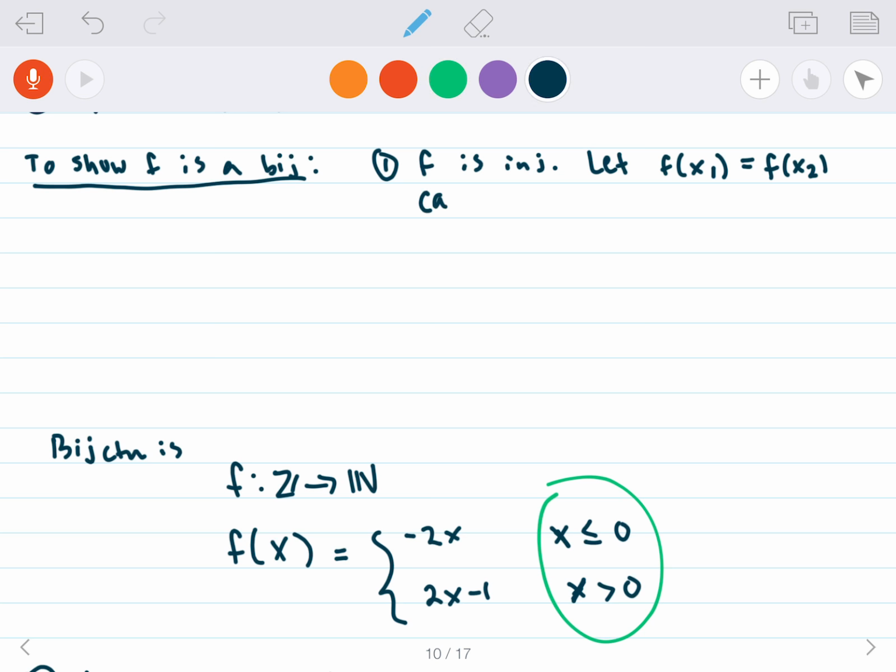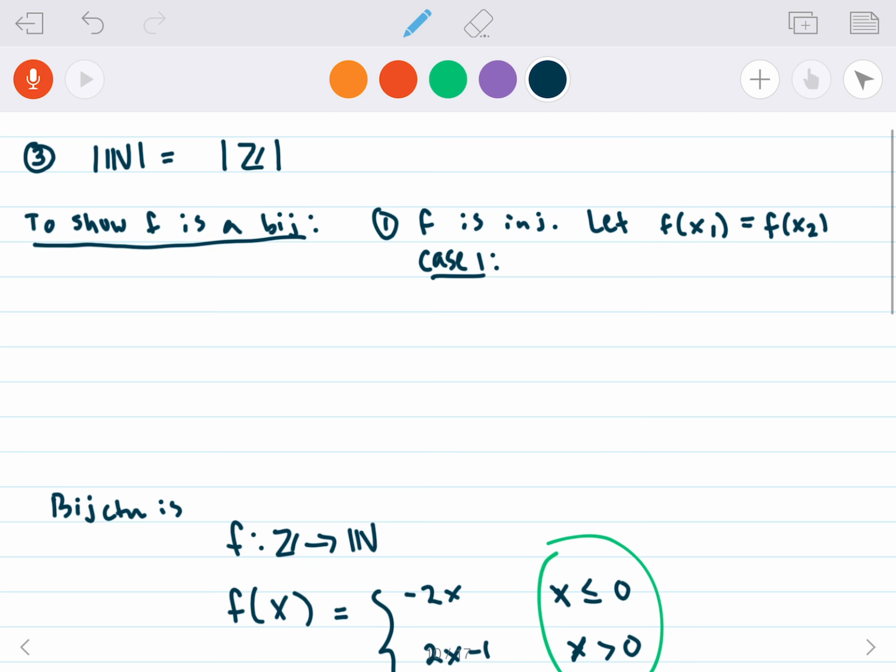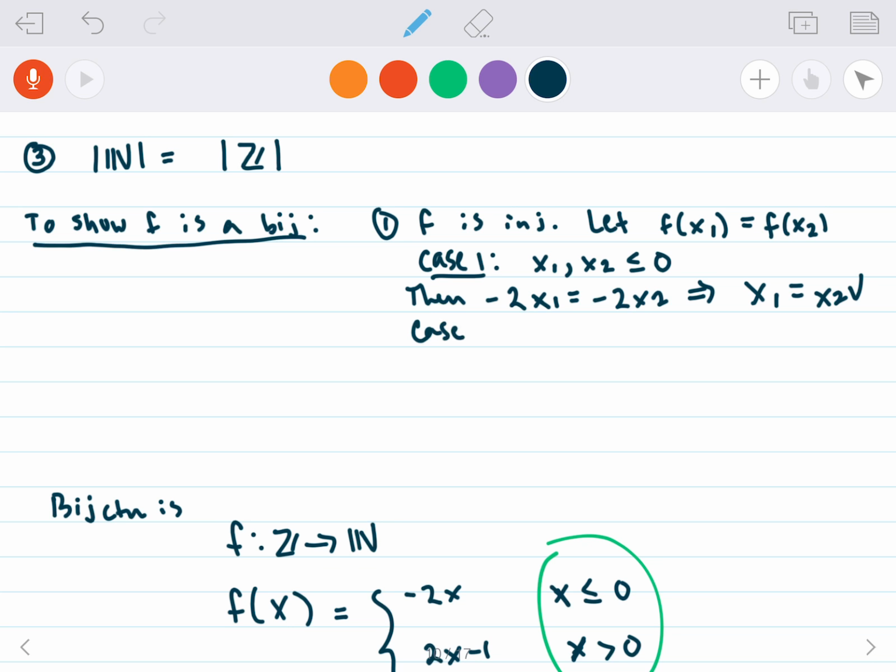So the first case is both of these guys are less than or equal to 0. Both are negative. Then we have, by the definition of our piecewise function, negative 2x1 equals negative 2x2. Do the stuff. You guys know what to do. x1 equals x2. Done.